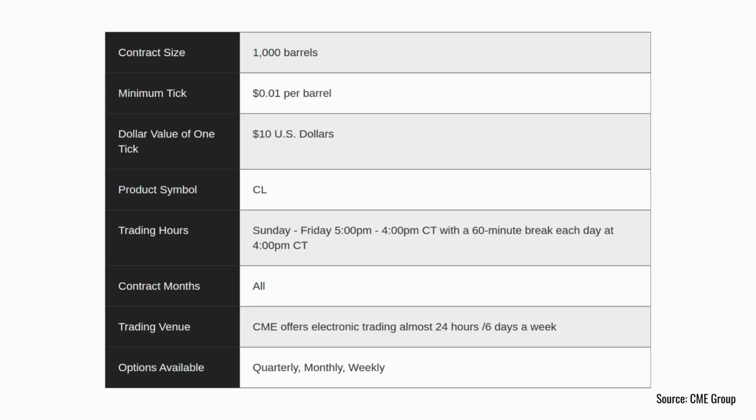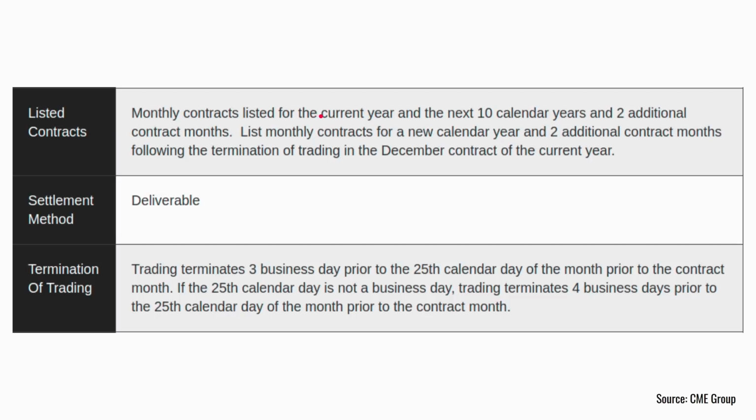The Chicago Mercantile Exchange, or CME, which is one of the exchanges where these futures are traded, has these specifications for its WTI contract. So there's that contract size, there's a minimum price change of 1 cent per barrel, and because we trade 1,000 barrels at a time, 1 tick corresponds to $10 US. The symbol for the contract is CL, and it trades 23 hours a day with a 60-minute break at 4 p.m. Central Time. The contracts expire every month, and usually they stretch out for 10 calendar years.